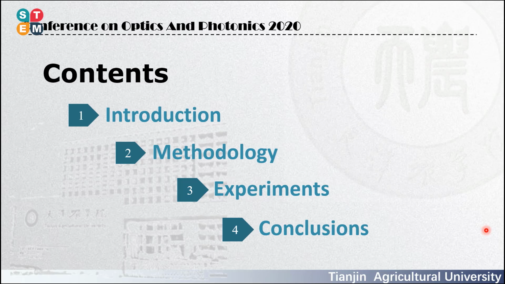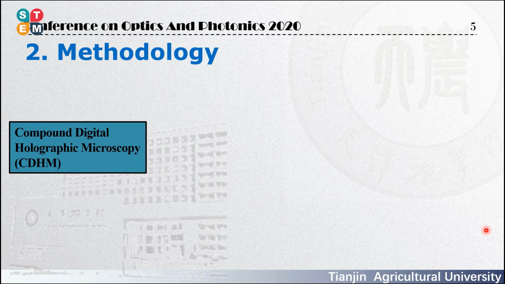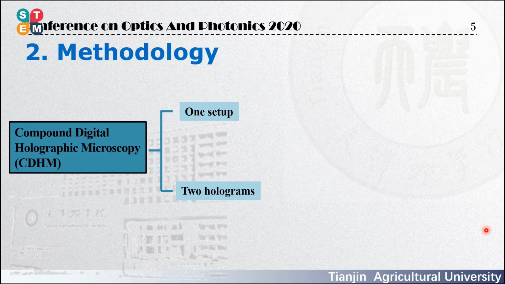Then how to realize the high resolution and that both in-focus or out-of-focus particles can be measured? Here comes the methodology. In CDHM, both off-axis and inline digital holograms can be obtained in one setup. This is to see 2 holograms, one setup. The setup is the off-axis digital holographic microscope.